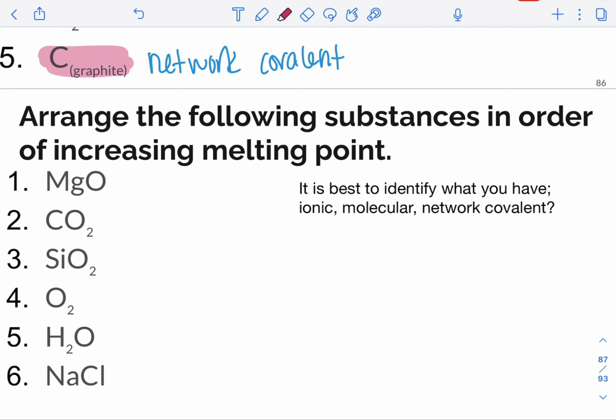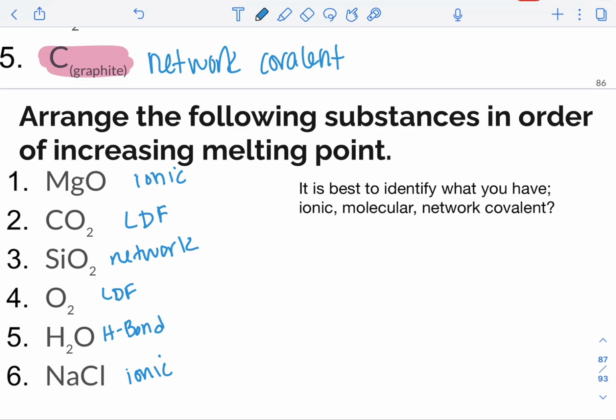Okay, so now we have a list that we're going to put in order. So what I'm going to do is go through and list again what they have. MgO is ionic. CO2, we just said, only has LDF. This SiO2 we know is network covalent because we memorized that. O2 is just LDF. H2O is, I'm just going to write hydrogen bonding, even though it has dipole-dipole too, because we'll go with the strongest one. And then NaCl is ionic.